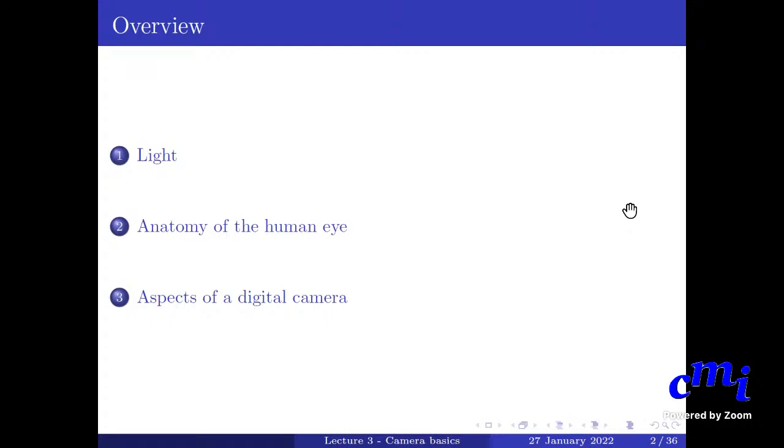Because when you read papers, there will always be some kind of references or comparisons with the human vision system. Then we'll look at some aspects of the digital camera. And if time permits, I'll move on to the next set of slides on lenses.